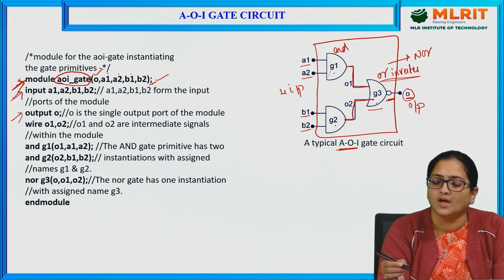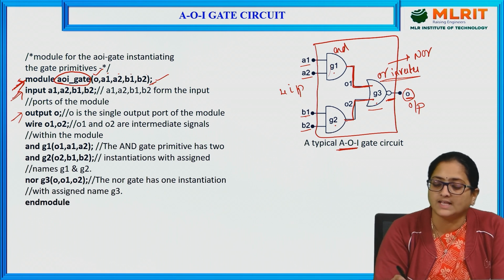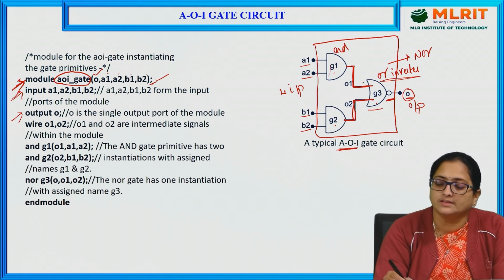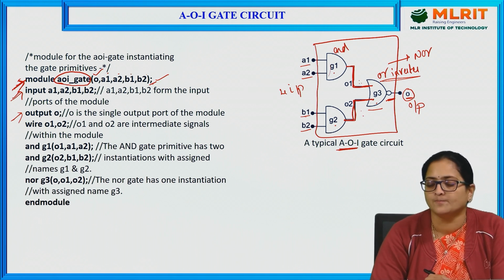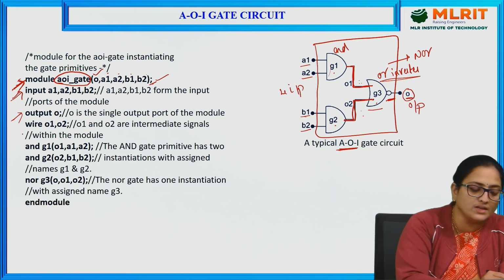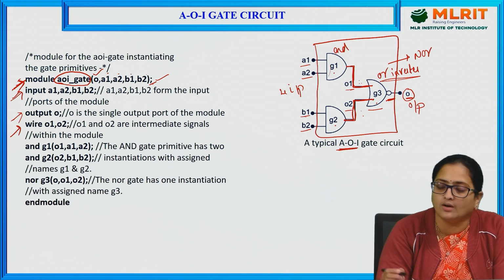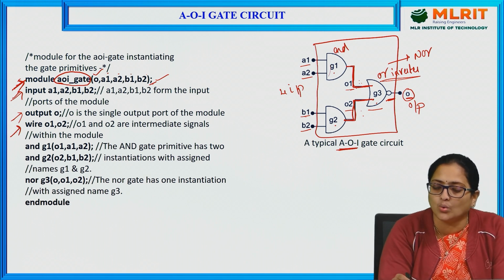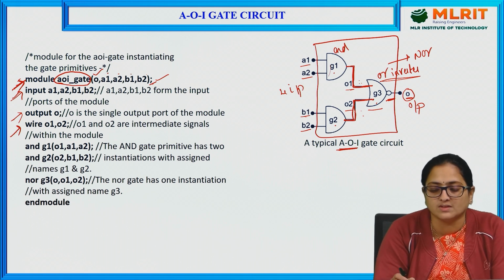Now, I have defined O as output and A1, A2, B1, B2 as the inputs. But here, I need to drive the output of G1 to the input of G3, as well as the output of G2 to the input of G3. So, these two wires are required to get your outputs. So what I am doing is using a keyword called wire, and I am giving the names for the wires as O1 and O2. So, wire O1 and O2. This specifies that O1, O2 are the names given to these wires. And now see how I'm using these wires to connect G1, G2 to G3.